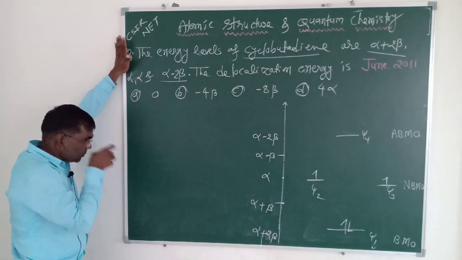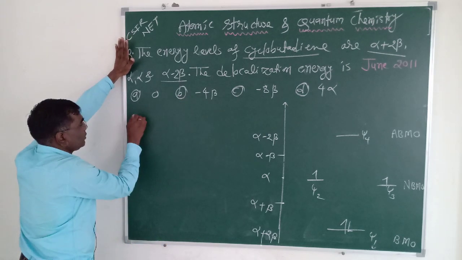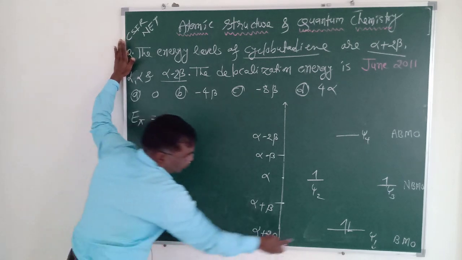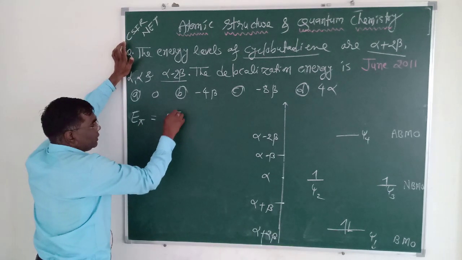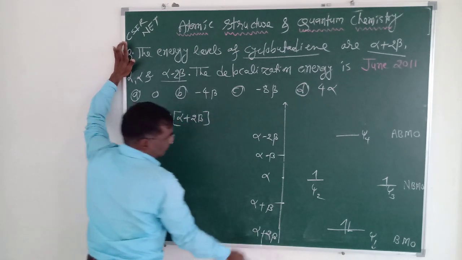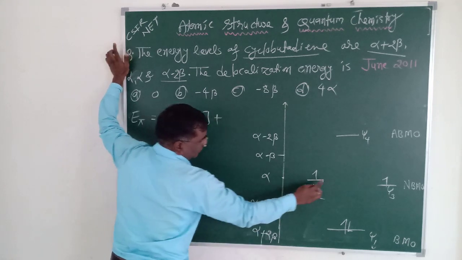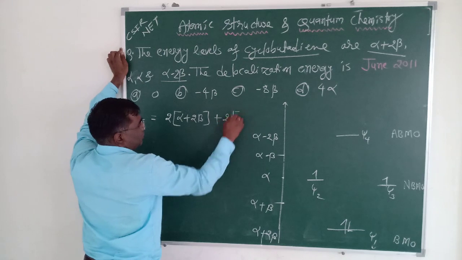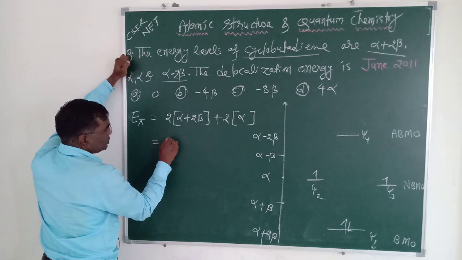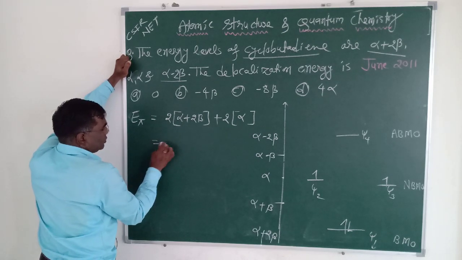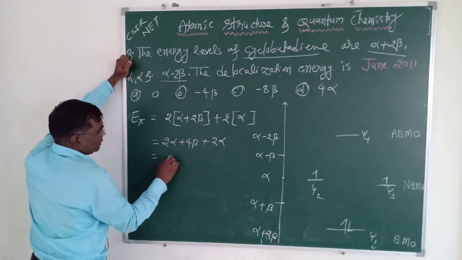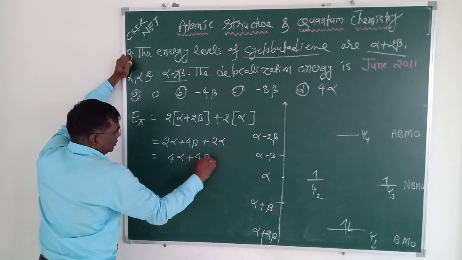So the energy of the pi electrons will be 2 electrons multiplied by alpha plus 2 beta, plus the other 2 electrons with their energy level alpha. So it is 2 alpha plus 4 beta plus 2 alpha, that is 4 alpha plus 4 beta.